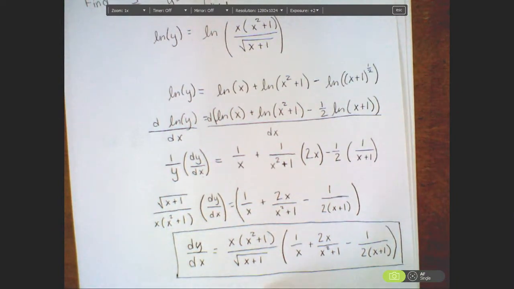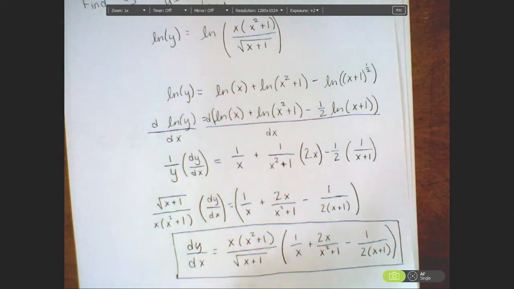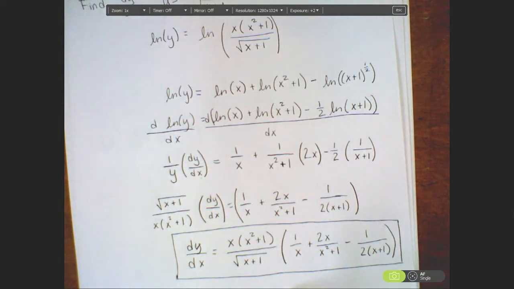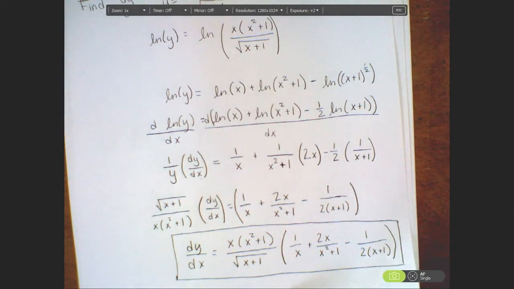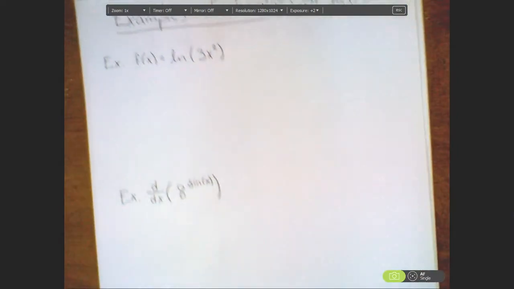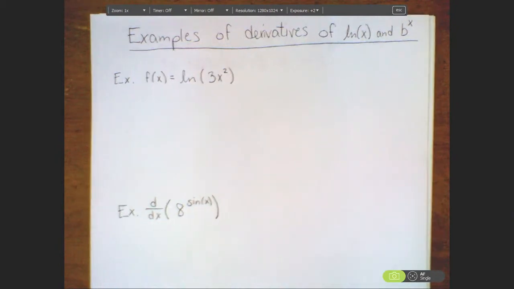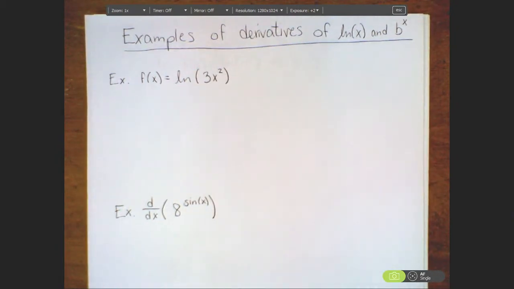If you didn't like this, well, you could always go back and use quotient rule if you decided that this was something that you thought was messy. But there are certain problems that are going to be almost impossible to solve using quotient rule, and logarithmic differentiation makes them possible. We're going to finish off by looking at a couple more examples of derivatives using natural log of x and things of the form b to the x.